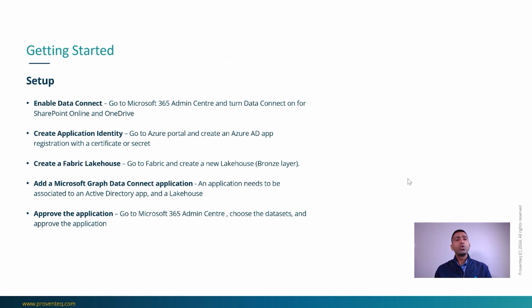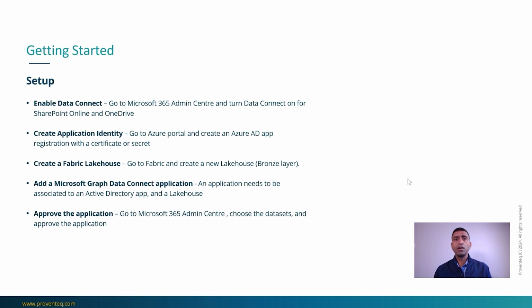In order to get started, you first need to enable Data Connect within your tenant, and you would do that by going onto the admin center and enabling it. Next, you need to create the application identity, which is an app registration within Azure AD or Entra ID. This allows you to access data based on that identity. Third, create a Fabric Lakehouse. And this is where the instructions will differ, because if you're going the Fabric route, you just have to create a lakehouse. And then the next step is to use the Microsoft Graph Data Connect application.